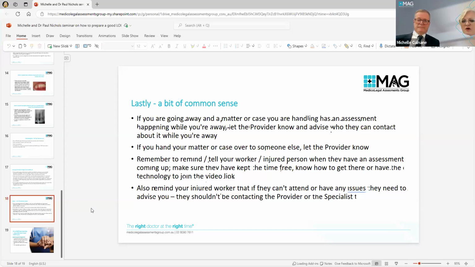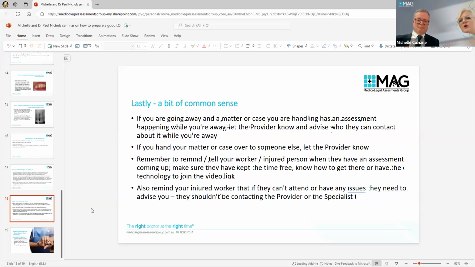But set yourself a reminder in your calendar or whatever app you're using at work. You booked that appointment 4 months ago, but it's happening next week. Ring your claimant or worker and remind them of the upcoming assessment. We see so many instances where the doctor rings us and says, this person hasn't turned up and I want to charge a cancellation fee. That could be avoided if the person was reminded.